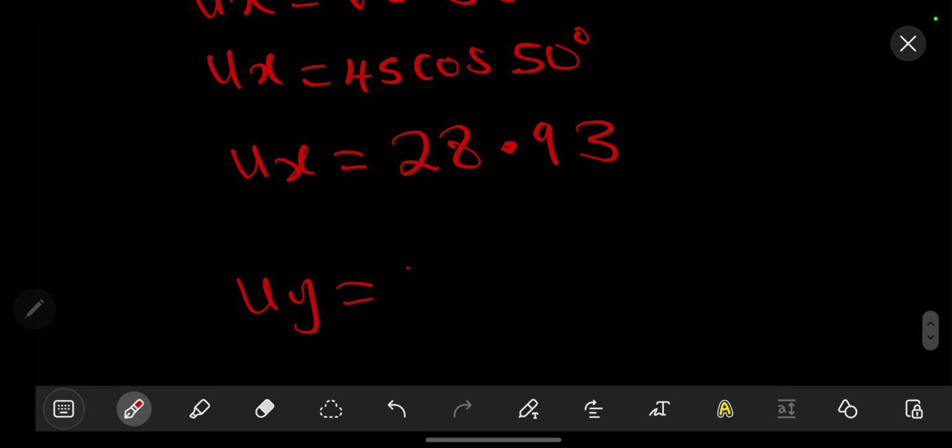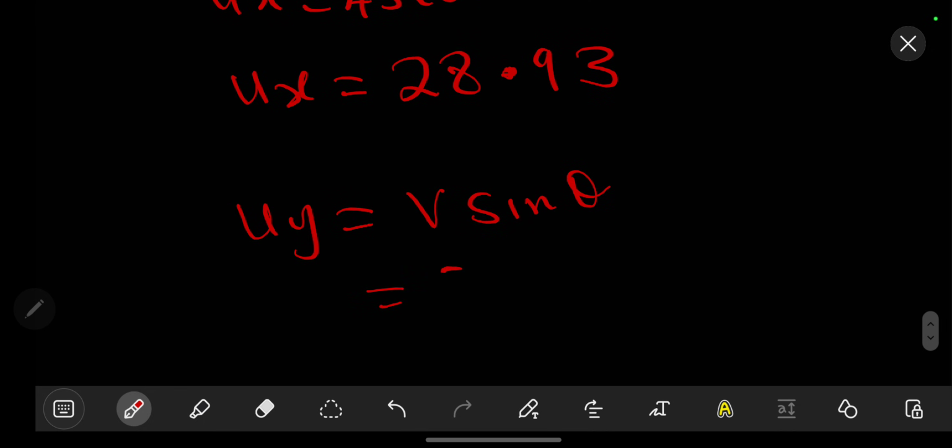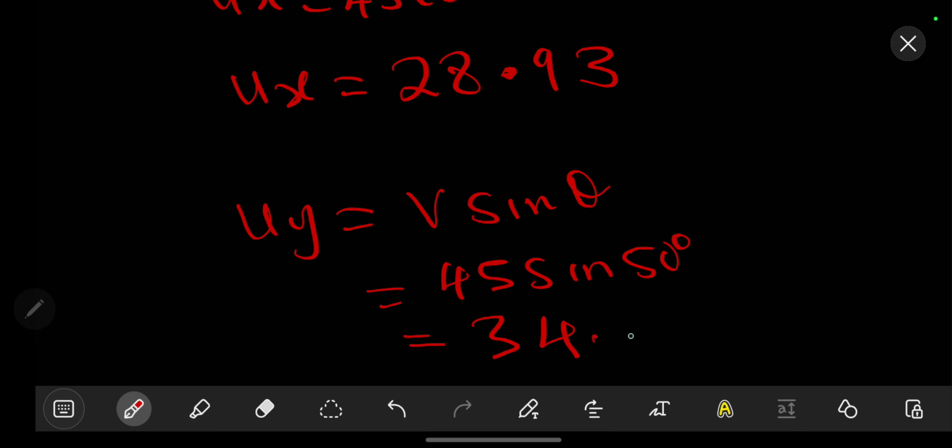Let's just find our uy in advance. So uy should be equal to v sine of theta. So our uy, we have 45 sine of our 50 degrees. This will give us a value that is equivalent to 34.472. So this is our uy.